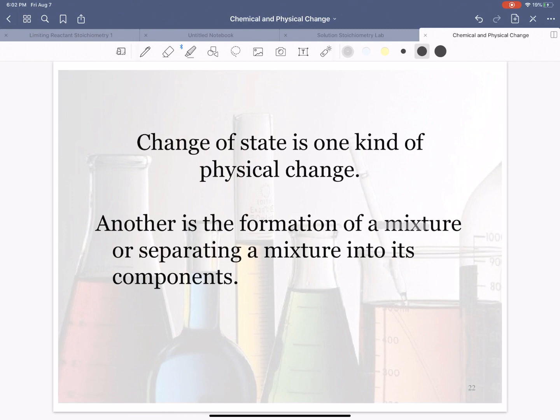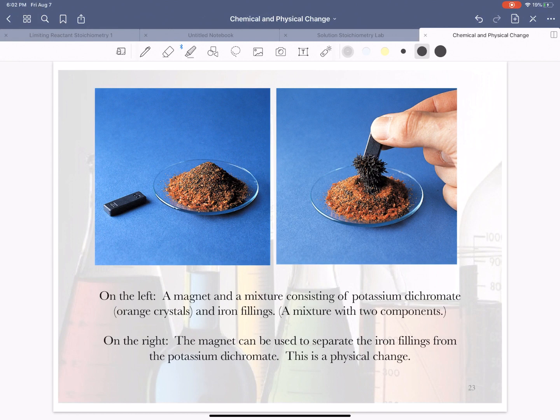The other is either the forming or the unforming of a mixture. On the left, we have a magnet and a mixture containing potassium dichromate and iron filings. Because iron reacts to magnets, this can be physically separated by the use of the magnet. So the magnet can be used to separate the iron filings from the potassium dichromate. The unmixing of this mixture by the use of a magnet on iron, that is a physical change. The smallest unit hasn't changed. They're just the two kinds of things being separated.